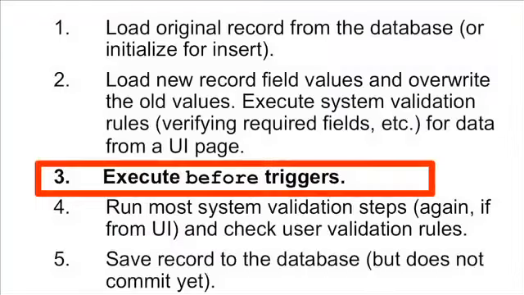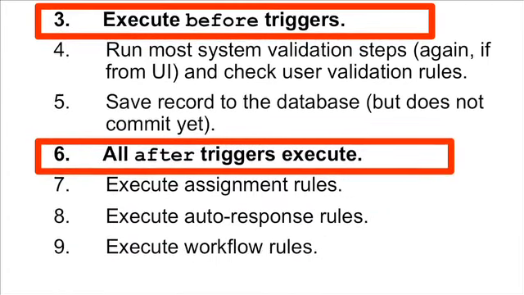In step 5, we're going to save those records to the database. So they are written to the database, but not yet committed. Okay? Then we are going to execute our after triggers. Now we have access to system-generated fields.